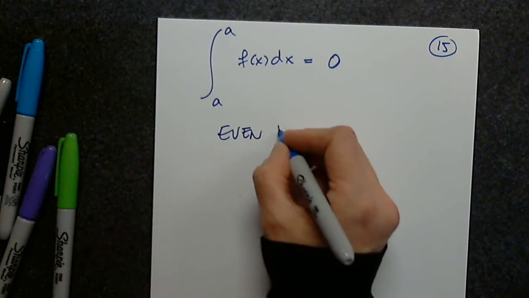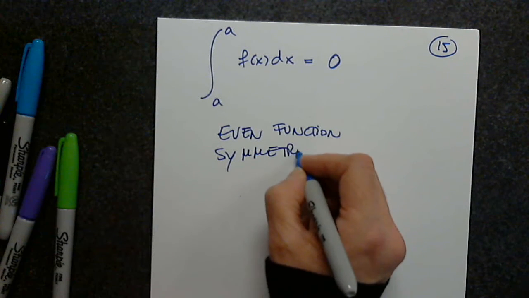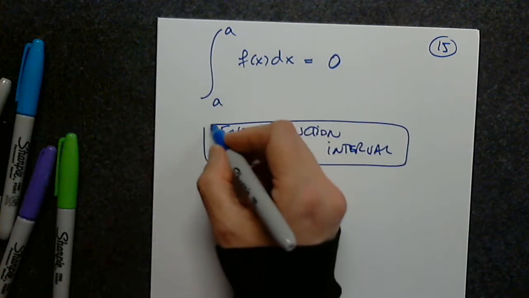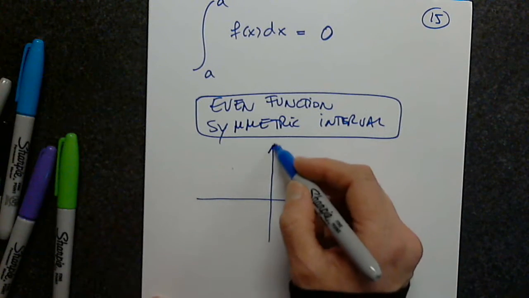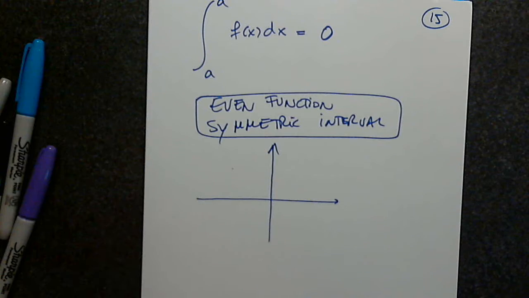Even function. Symmetric interval. These two together in one piece. So let's look at an even function. Can anyone give us an even function? The simplest one that you can think of. Of course, that's the simplest we can think of. And also the absolute value, but that's more involving. Very good. So here it is.